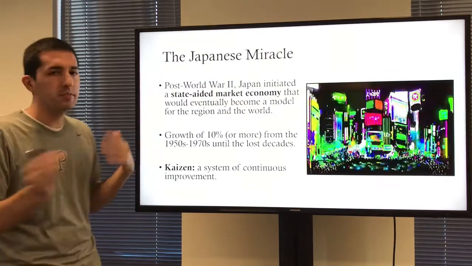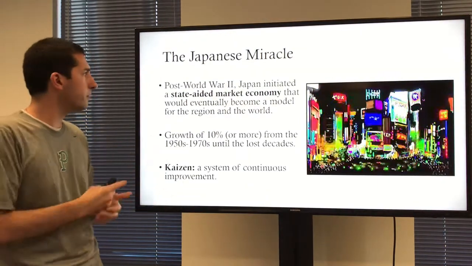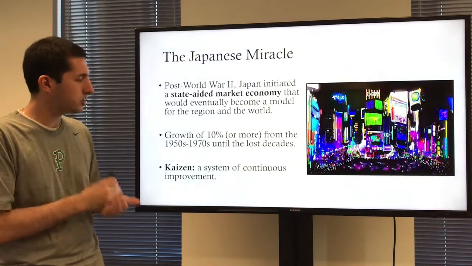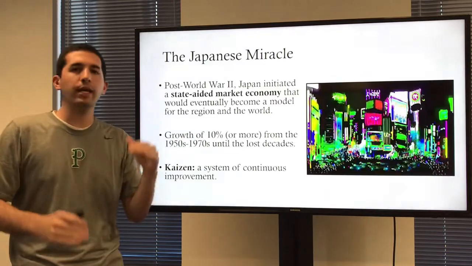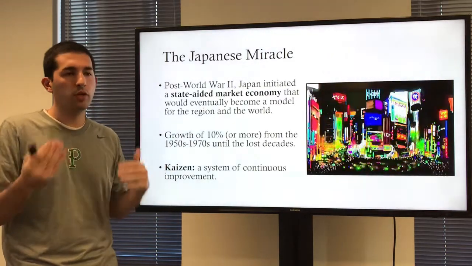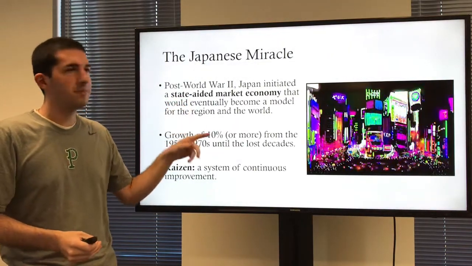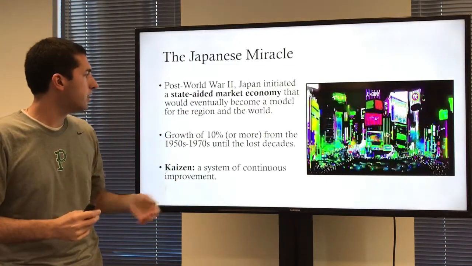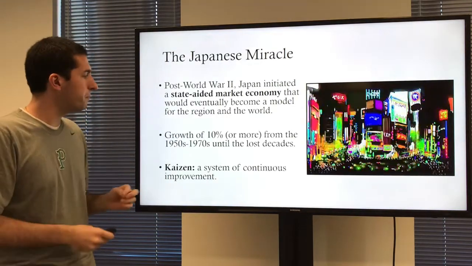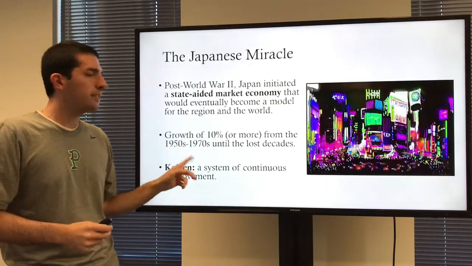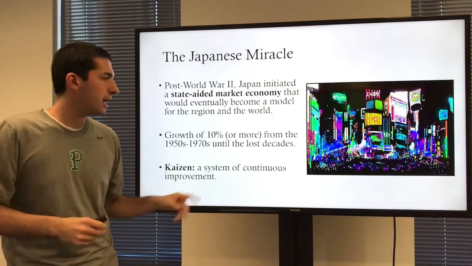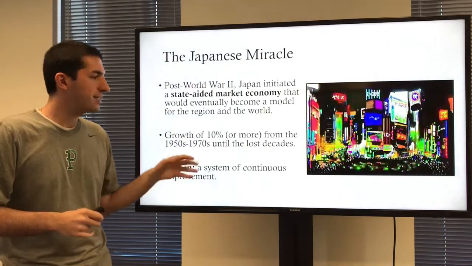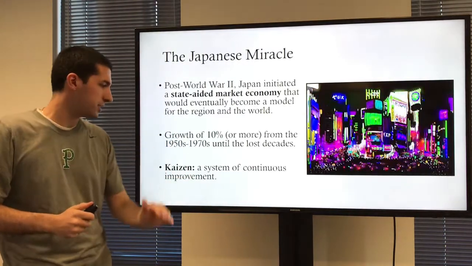So we call this the Japanese miracle, and it becomes a model because post-World War II, Japan initiates that state-aided market economy. A market economy relies on the ebbs and flows of supply and demand, but with aid from the state. We could break this definition down to be quite simple: they intervene when necessary, and it's quite successful for such a long period of time. From the 1950s, after World War II, into the 1970s, there was growth of 10% or more in Japan, until the last decades, in the 1990s, when there's stagnation.